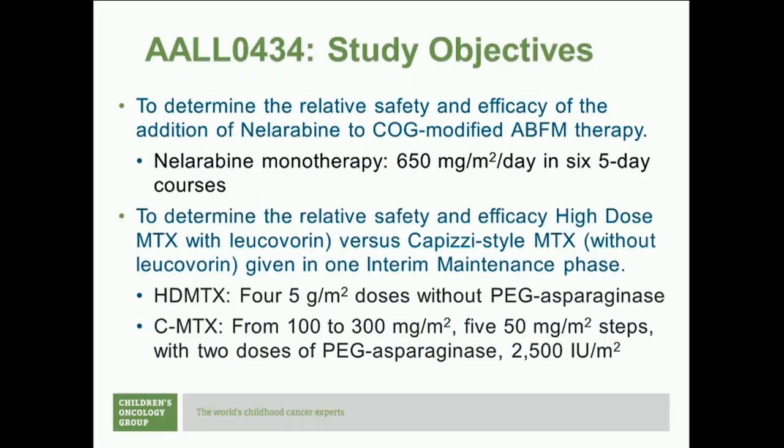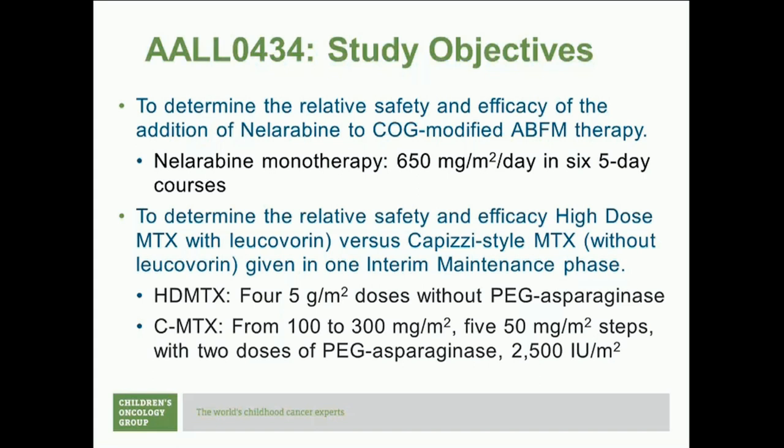So the study objectives here were to determine the relative safety and efficacy of the addition of nilarabine to that chemotherapy backbone, and we decided to use monotherapy nilarabine in 6 5-day courses at 650 milligrams per meter squared per day. The second was to determine the relative safety and efficacy of high-dose methotrexate with leucovorin versus Capizzi-style methotrexate without leucovorin given in one interim maintenance phase.